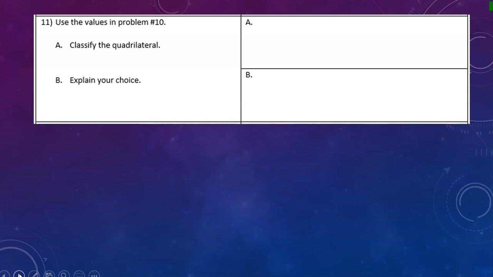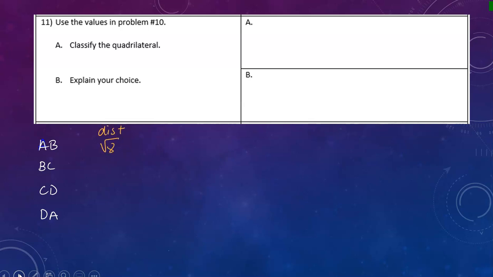This is talking about the values we just found in problem 10. It's asking us to classify the quadrilateral. So what I want to do before I actually show you this is write down all of the answers. So we had 4 lines, or 4 segments. We had AB, BC, CD, and DA, and we had to find both distances and slopes. So I'm going to write the distances first.